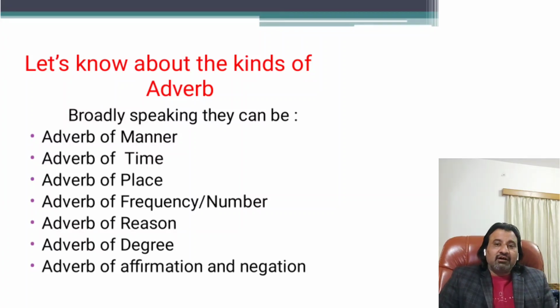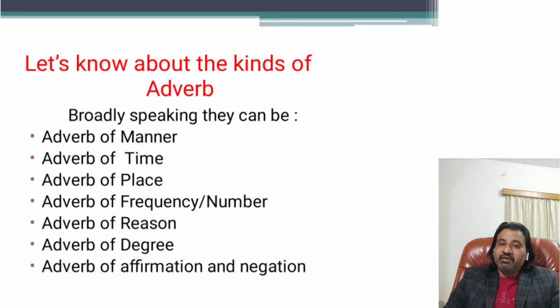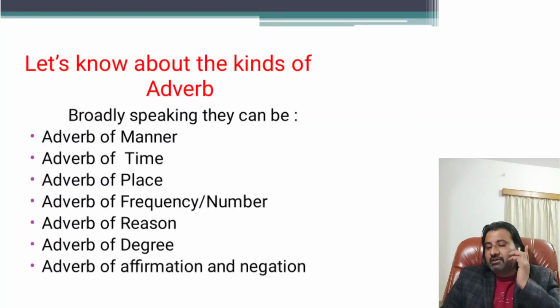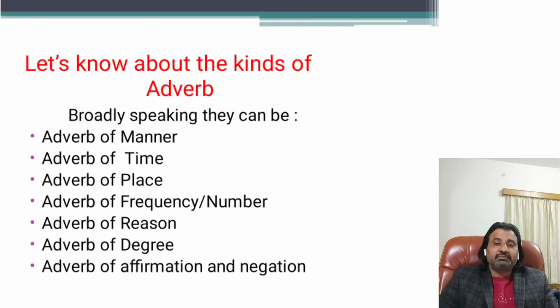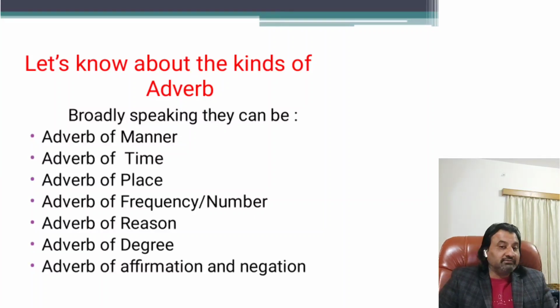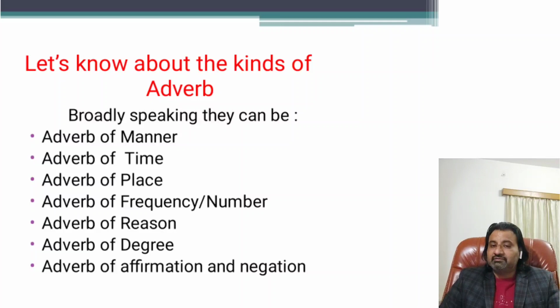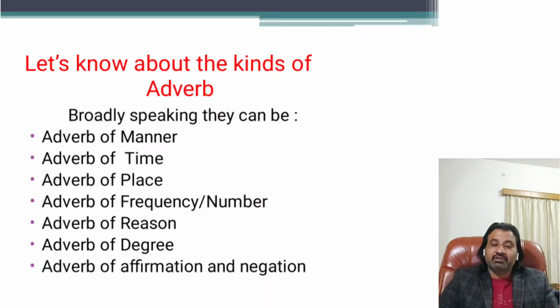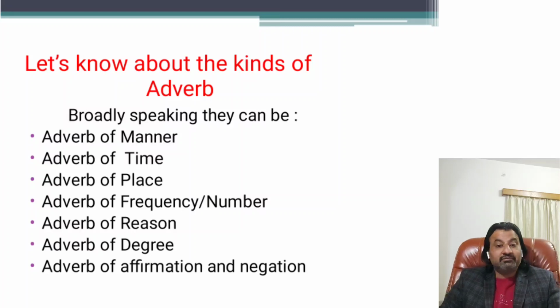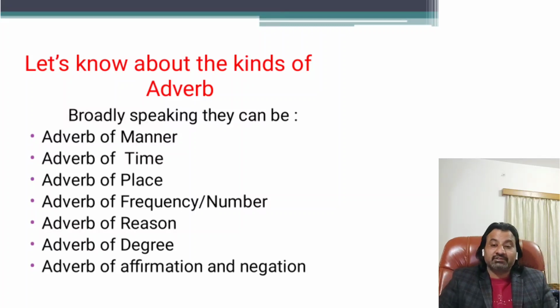So let's now learn about the kinds of adverb. How many kinds of adverbs are there generally or broadly speaking in English? Broadly speaking, they can be adverb of manner, adverb of time, adverb of place, adverb of frequency, number you can say, and adverb of reason, adverb of degree, adverb of affirmation and negation as well.